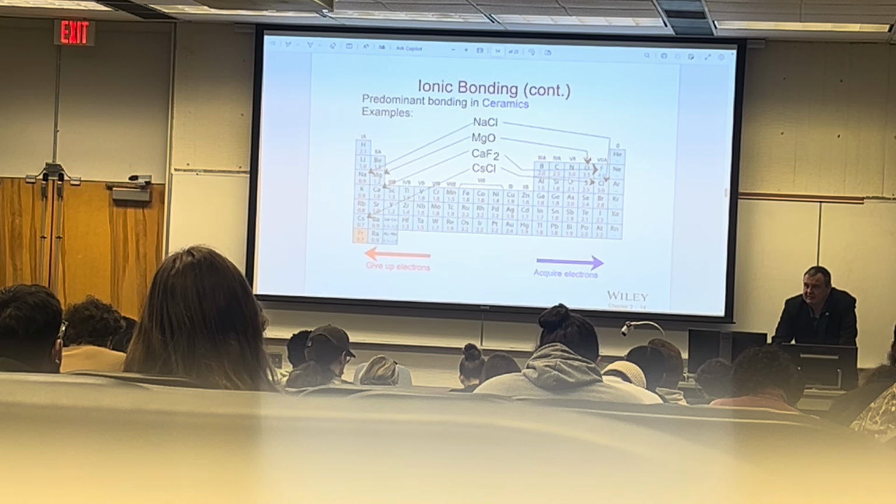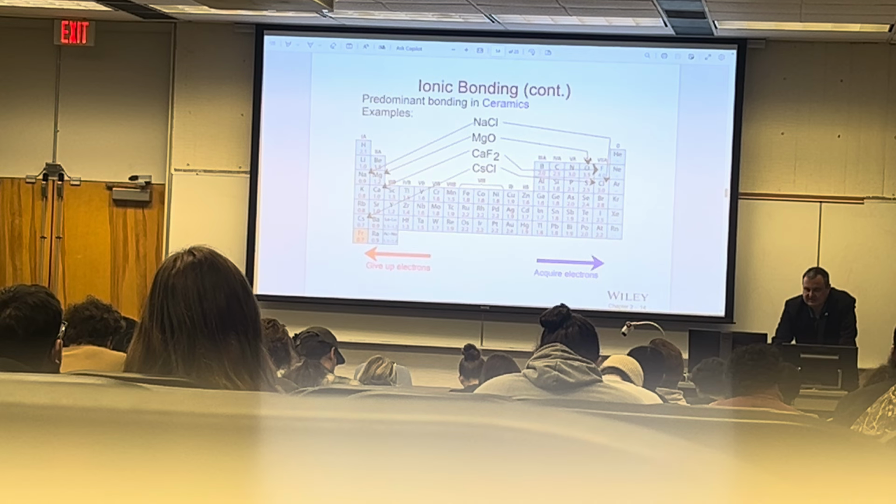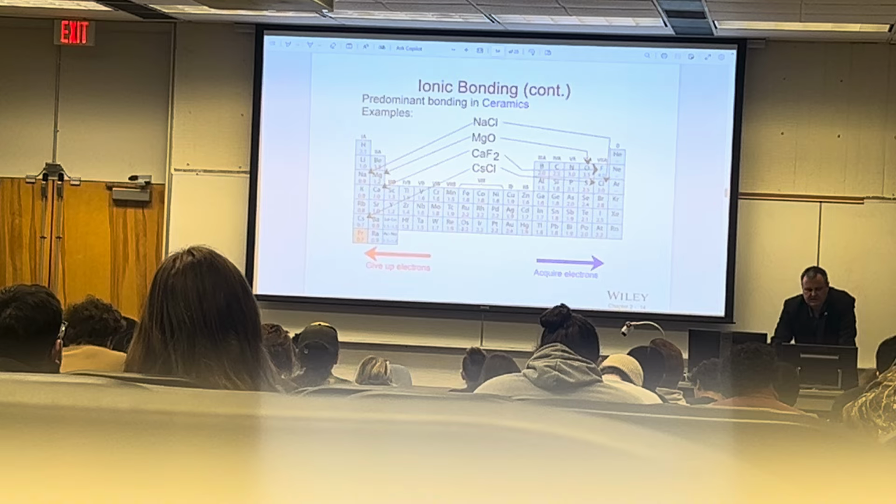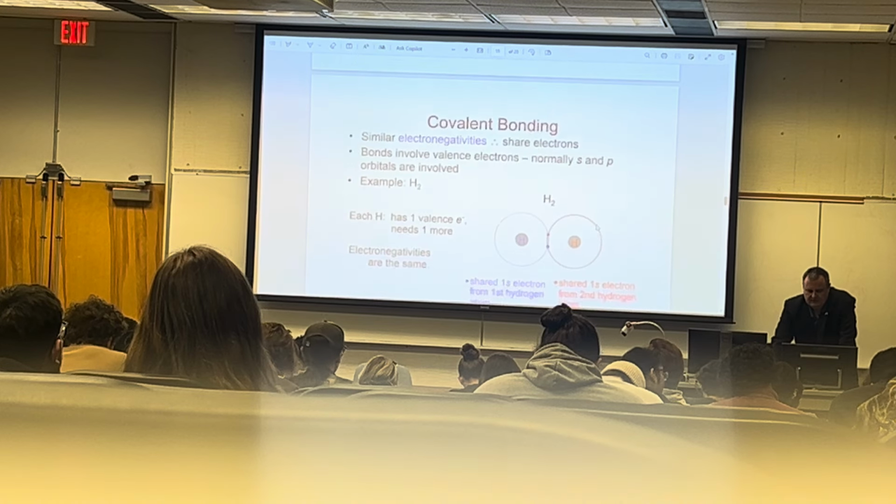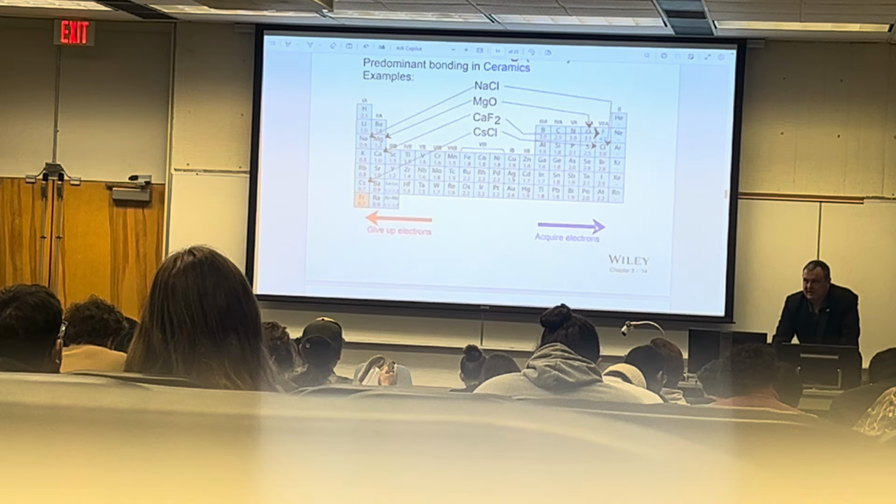Okay, ionic bonding is the predominant bonding in ceramics. Here are some examples. These are on opposite sides of the periodic table. These guys on the left give up electrons. These guys on the right accept or acquire electrons. Any questions about ionic bonding?